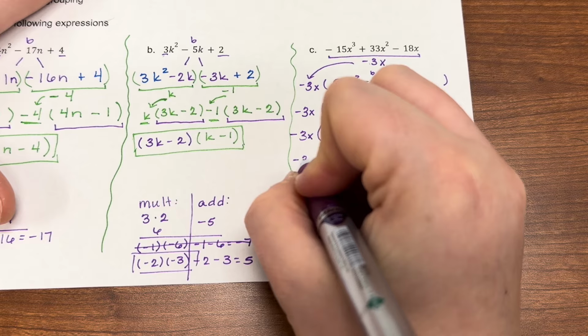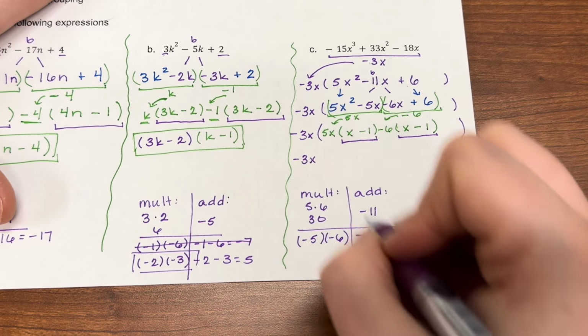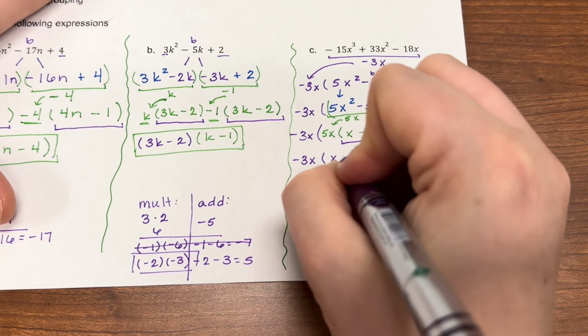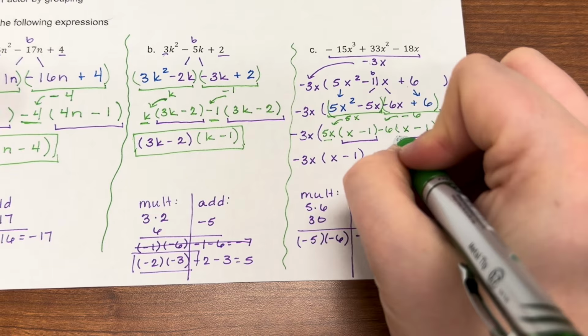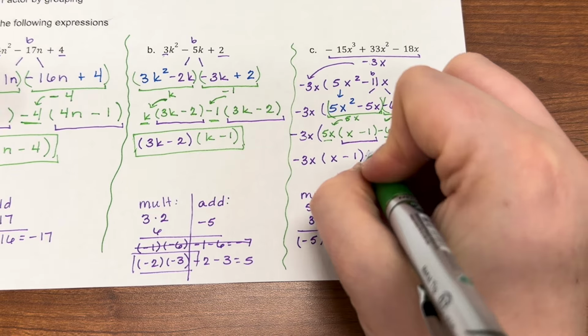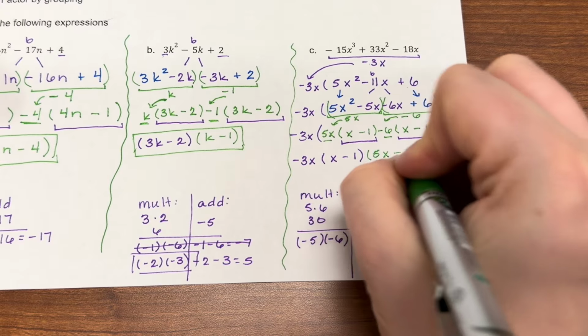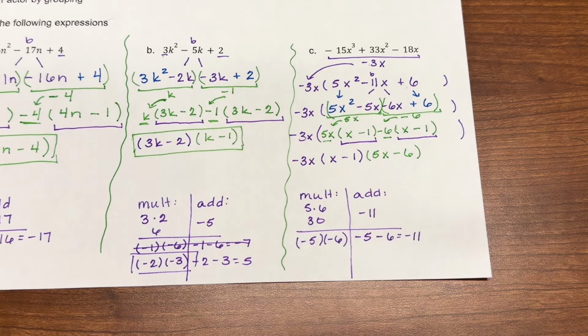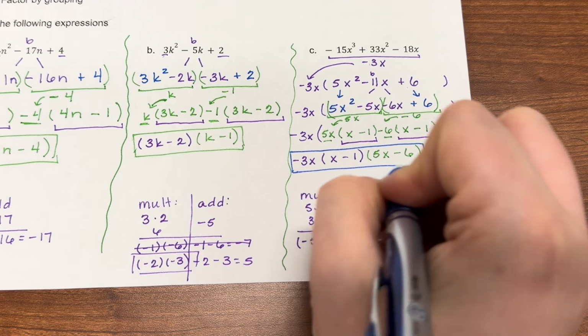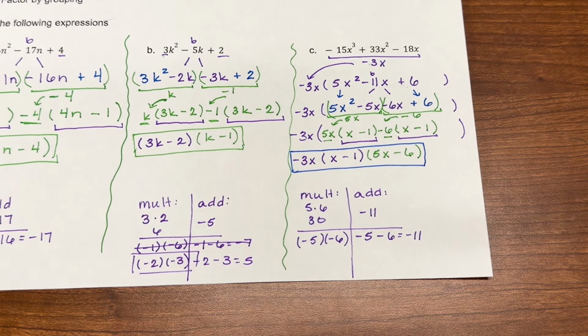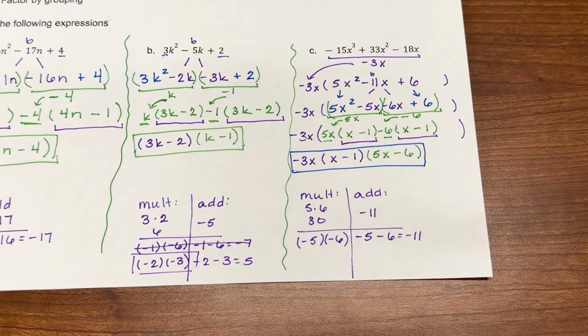So we're going to have this negative 3x out in front. We'll have that x minus 1. And then we'll have the leftover portion, that 5x and that minus 6. And that we have factored using split the middle.